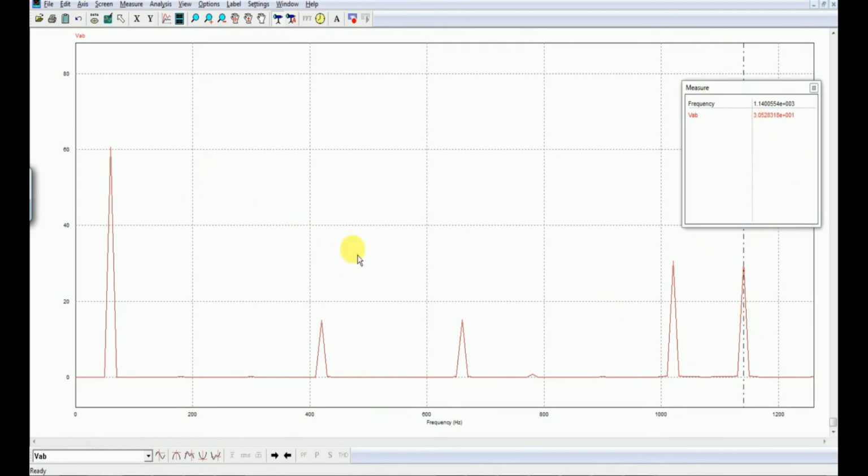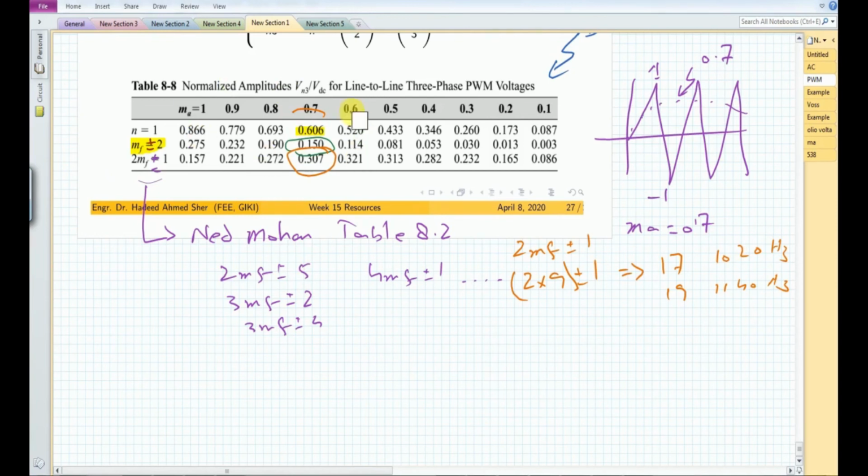Notice that as we move along with this harmonic spectrum, the next harmonic should appear at 2 m_f plus minus 5. This m_f is said to be equal to 9, so if we extend this harmonic spectrum to some other frequencies, we may see some other hidden components that are not explained in this table.